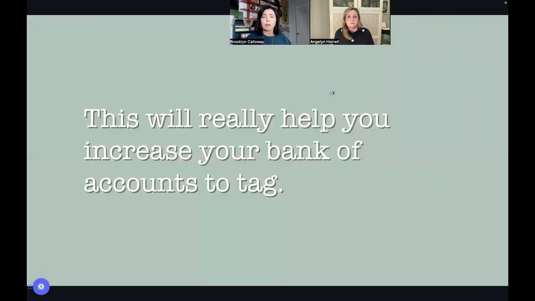And this will really help you increase your bank of accounts to tag. So again, you created a bank of content for you to post. I want you to have a bank of accounts that you could tag as well. Doesn't mean that you're going to tag them every time, but it's going to be top of mind and it's going to remind you to do it. You're going to have this list, whether it's in a notebook or a spreadsheet or on post-it notes on your wall in front of you. And you're going to be able to say, oh yeah, I could tag that person. Oh, I forgot. Or just seeing a bunch of people to tag is going to make you think, maybe I should tag some people. It's going to keep it top of mind.